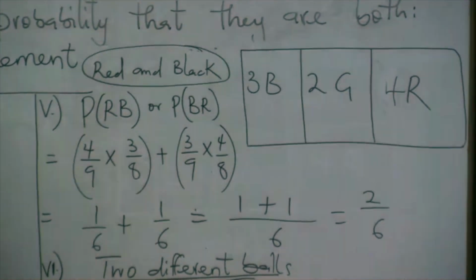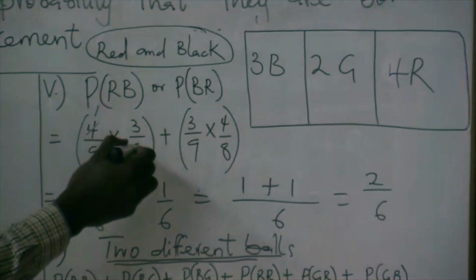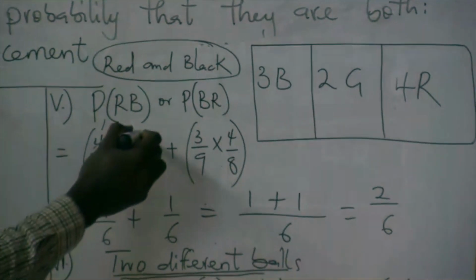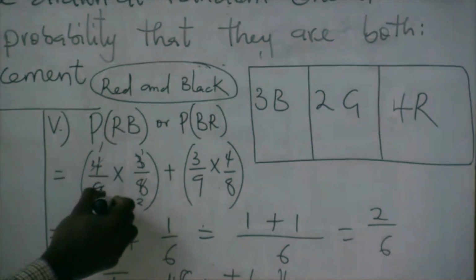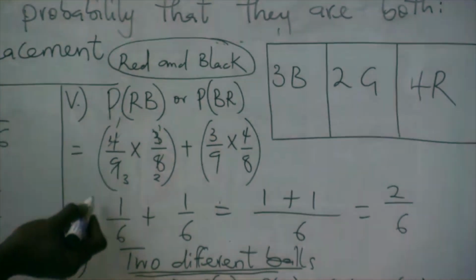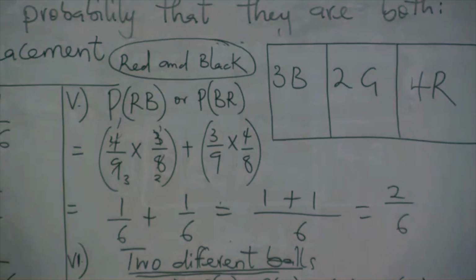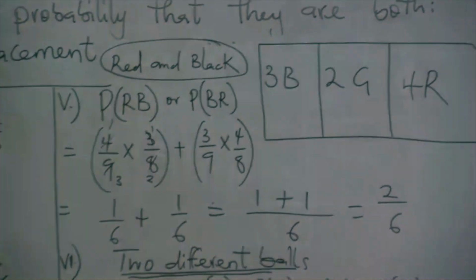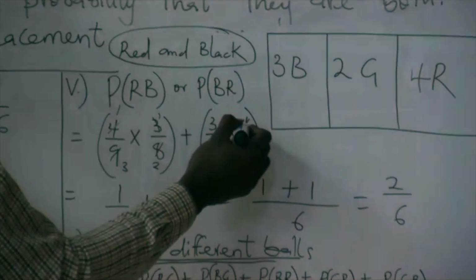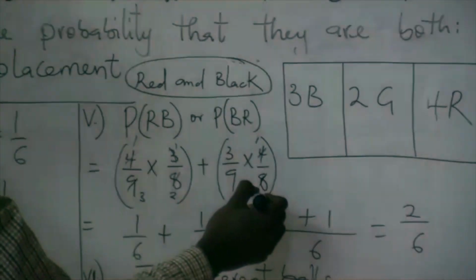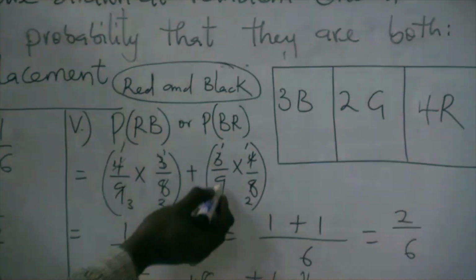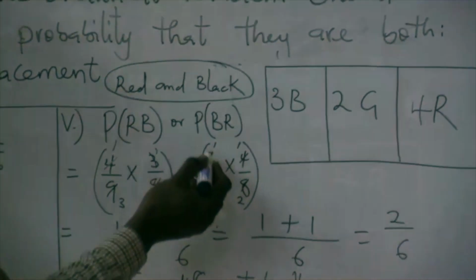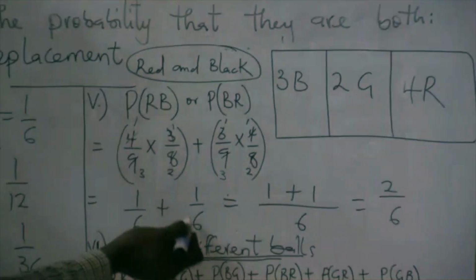So if we simplify that, 4 here 1, 4 in 8, 2. 3 here 1, 3 in 9, 3. So 1 times 1 is 1. 3 times 2 is 6. Plus, the same thing goes here. 4 here 1, 4 in 8, 2. 3 here 1, 3 in 9, 3. So 1 times 1 is 1. 3 times 2 is 6.